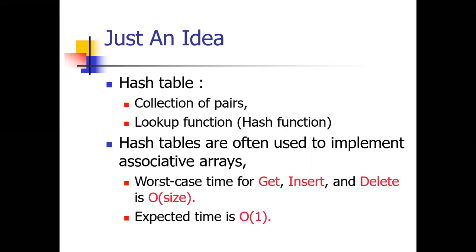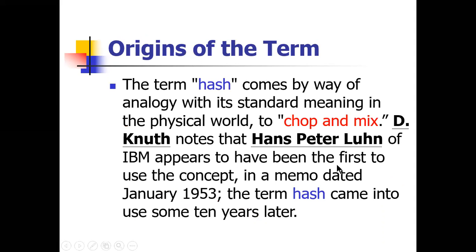So just an idea, a hashing table is a collection of pairs with lookup functions. Hash tables are often used to implement associative arrays. What is the worst case time, or expected time, for get, insert, and delete? These operations are very, very important in the hashing table.